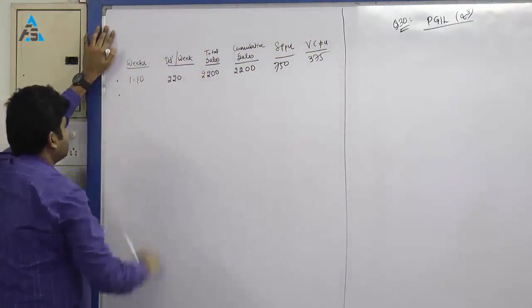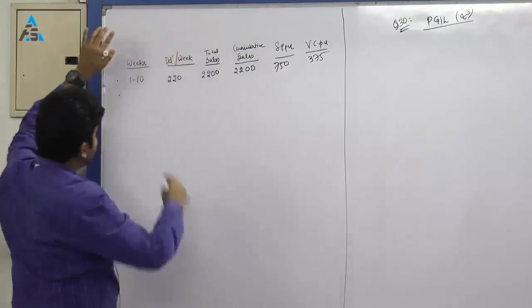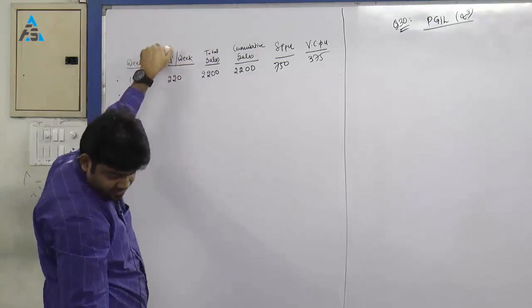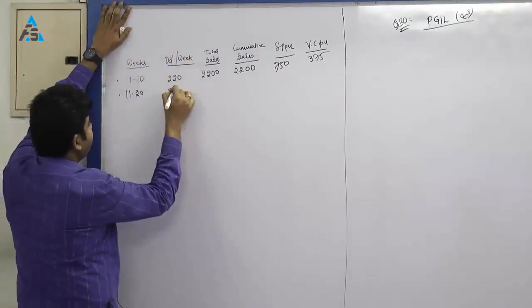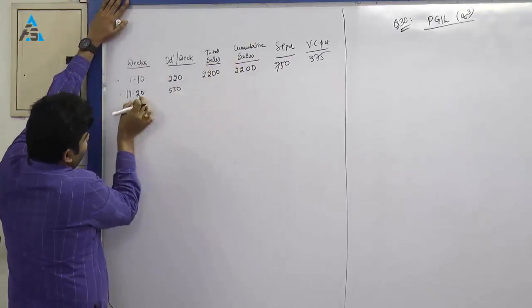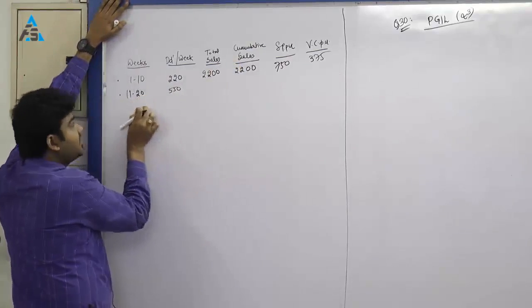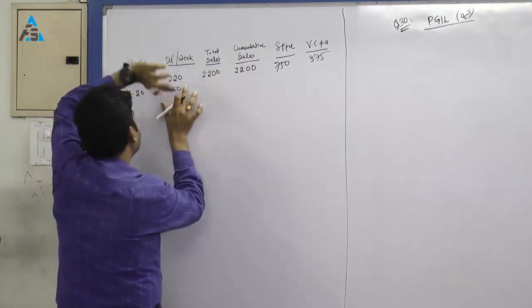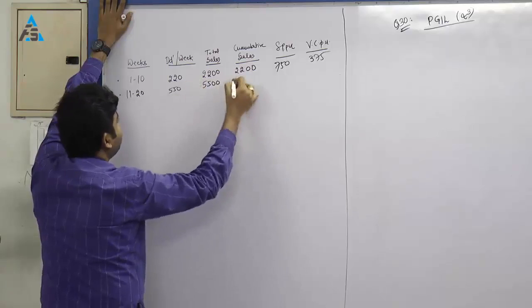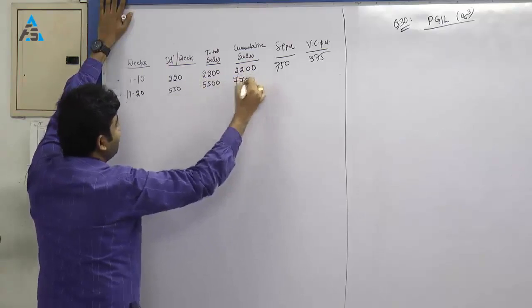Then we move on. Then for the next demand, it is 11 to 20. So for 11 to 20, what is the demand per week that they have given? It is 550 is the demand per week. Total sales accordingly will be. So see, these are 11 to 20, means in all 10 weeks, 550 is the demand per week. So which gives me total sales of 5,500. Cumulatively, it is 7,700. Selling price.